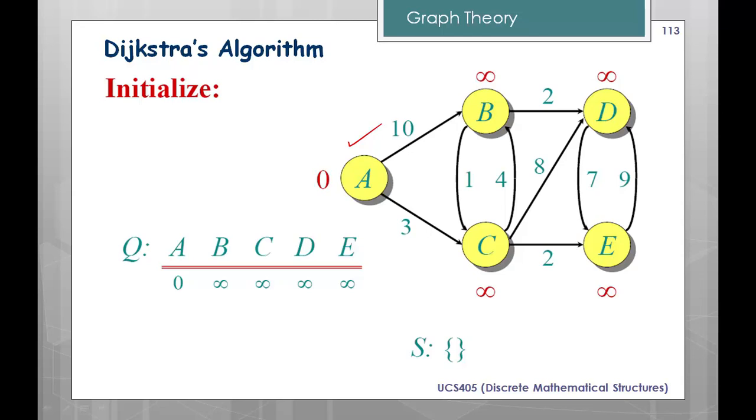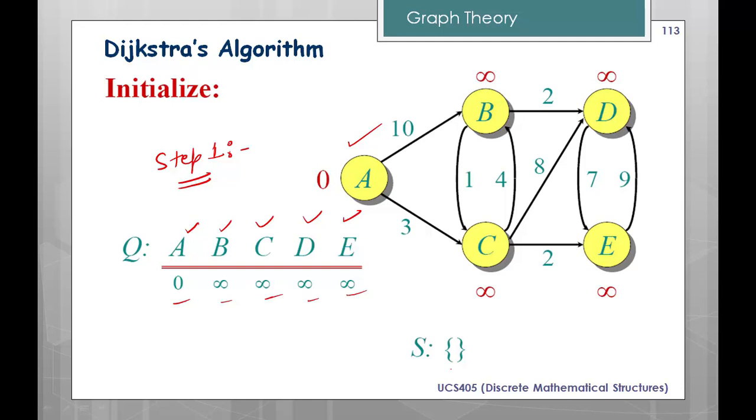So see, the starting vertex is A. The distance from the starting vertex to itself is 0. So that's why this is step number 1. A total of 5 nodes are there: A, B, C, D, E. A to A distance is 0. Right now, all the other nodes are at infinite distance, so I am writing infinity here.